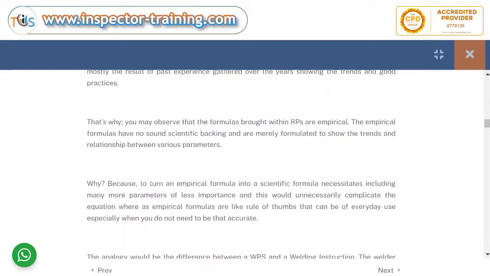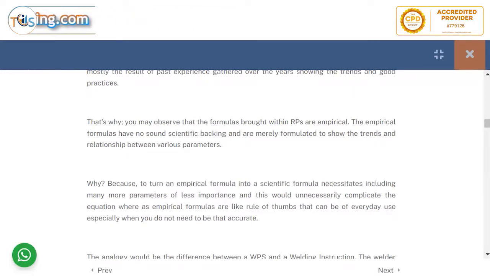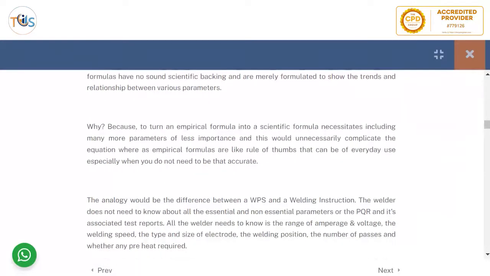The empirical formulas have no scientific backing, and they are applicable under certain circumstances, and they actually show you the trends and relationships between various parameters. The reason is that it's a lot easier for people who work in the field to work with a rule of thumb sometimes.